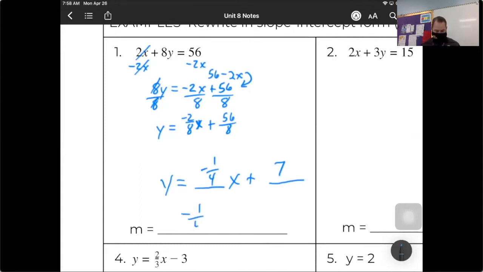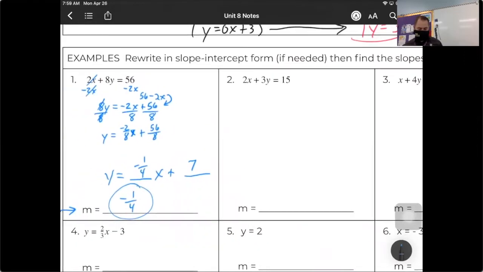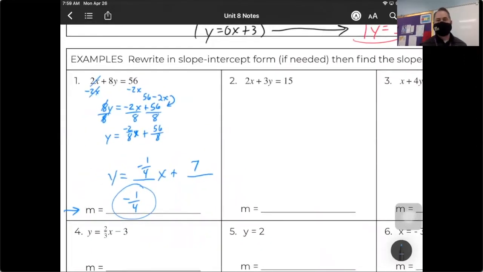Negative 1/4. That's the blank I'm asking you to answer, not the whole equation, just that blank, negative 1/4. So I probably could have even stopped early if that's all I need to answer. But knowing the full equation is a good idea sometimes. Okay, I want you to try number 2. Try and get y by itself on number 2 and tell me what the slope is on number 2.